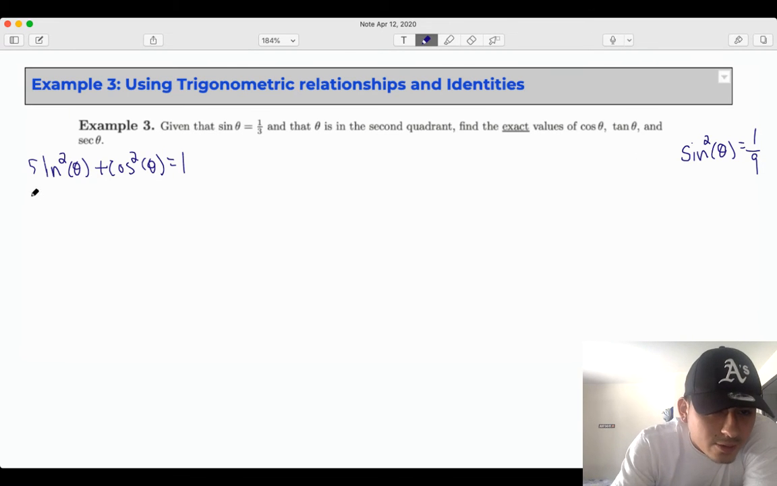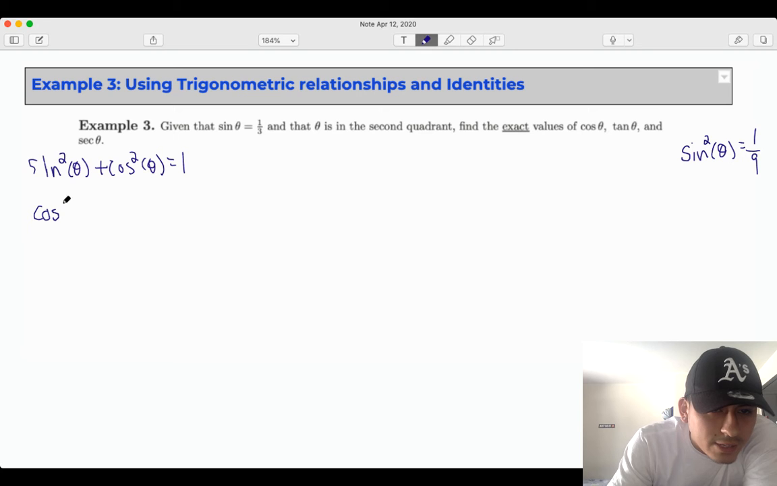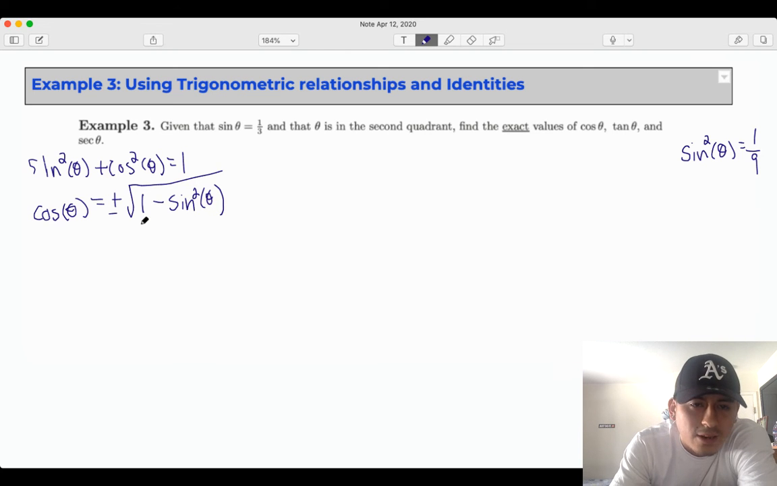Using the Pythagorean identity, I can rearrange this expression to solve for cosine of theta. Using my inverse operations, I'm going to get that cosine of theta is equal to plus or minus the square root of 1 minus sine squared theta. The reason we have plus or minus is because depending on what quadrant we're in, we're going to want either the positive root or the negative root. So which one is it going to be? Select your answer now.